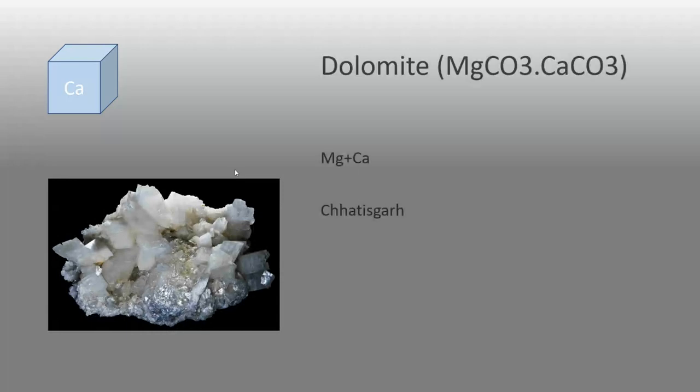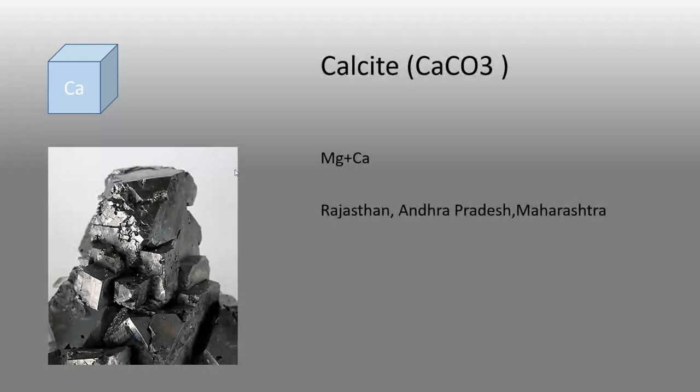Next metal is calcium. As I told you, dolomite is a common ore for magnesium as well as calcium, and 80% of total mining of dolomite is done in Chhattisgarh. Next is calcite. Here also we can get magnesium as well as calcium, but magnesium in a very small amount. Generally these are found in Rajasthan where the sandstone mines are, and we get calcite from there, and in Andhra Pradesh as well as Maharashtra also.